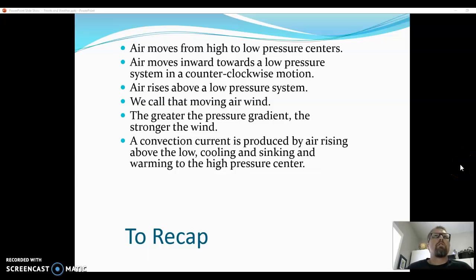This PowerPoint is going to focus on weather fronts and looking at weather entirely. But first, a quick recap of the air pressure.